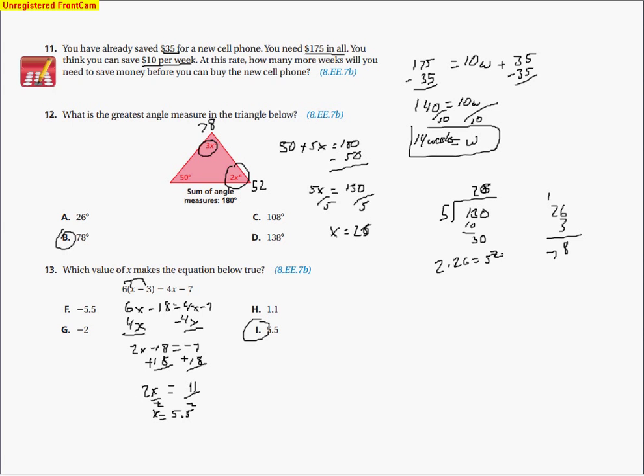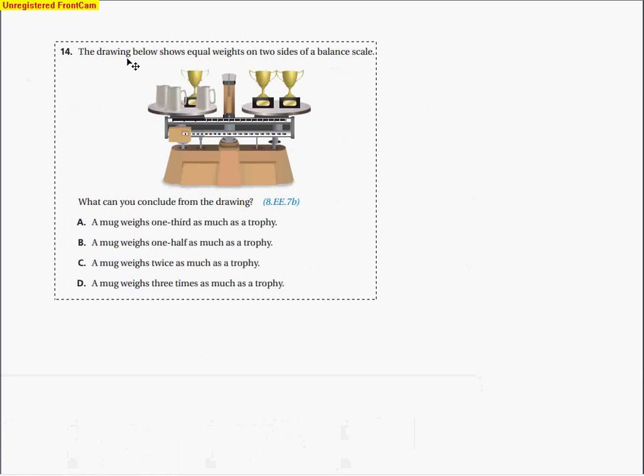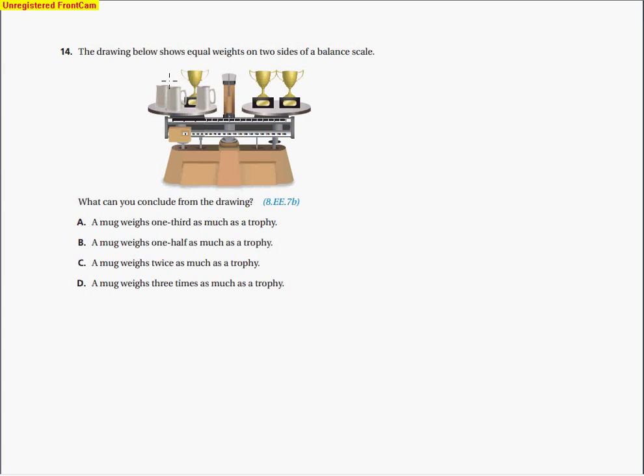Let's move on to the last set of problems, and it gives us this one here where we've got the drawing below which shows equal weights on 2 sides of the balance scale. So you notice what's in here. We've got, looks like 3 cups and 1 trophy. Here we have maybe like 2 trophies. And so it says, what can you conclude from the drawing? A mug weighs 1/3 as much as a trophy. Or it says a mug weighs 1/2 as much as a trophy.